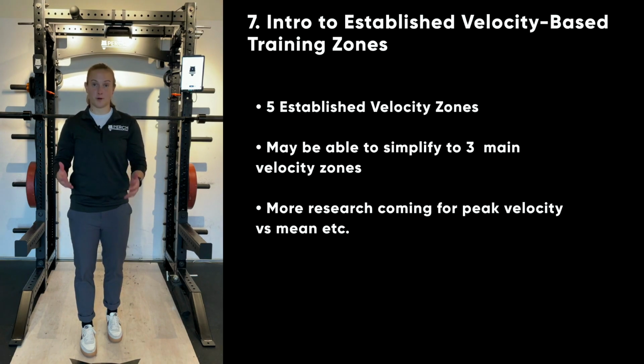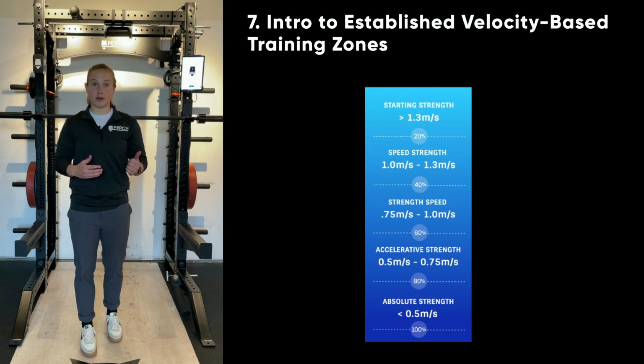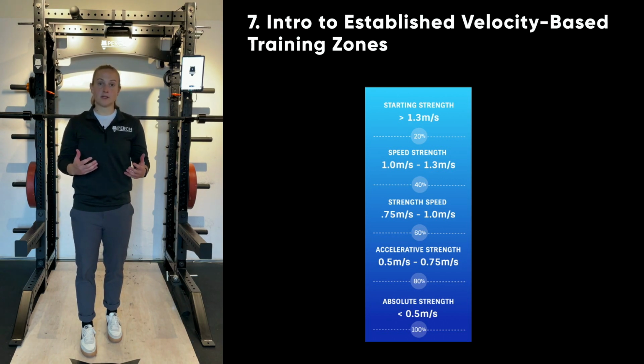There is way more to learn about this modality of strength training. The 5 zones are starting strength, speed strength, strength speed, accelerative strength, and absolute strength. They adhere nearly perfectly to similarly named percentage-based traits. These velocity-based training zones serve as a guide for structuring workouts based on an athlete's capabilities and goals. These zones, simplified to speed, power, and strength, provide a framework for tailoring training intensities and volumes.